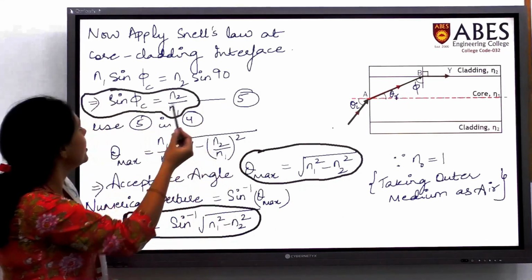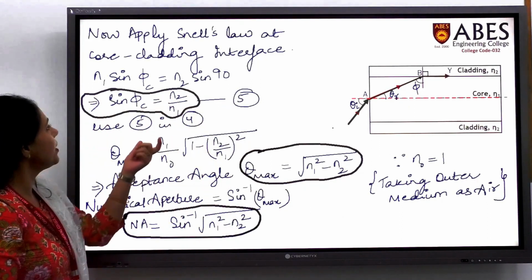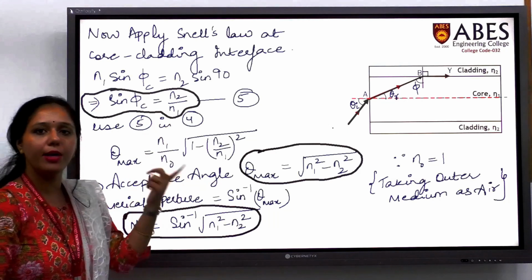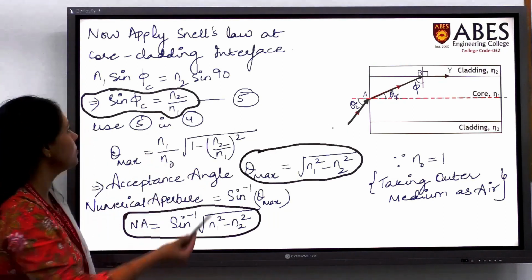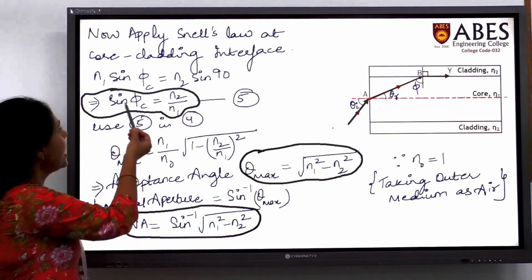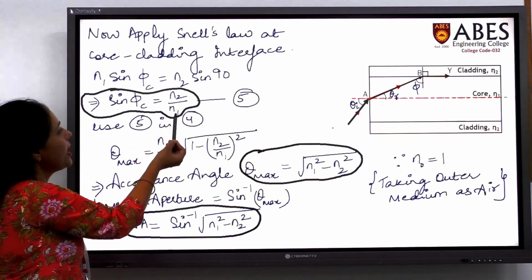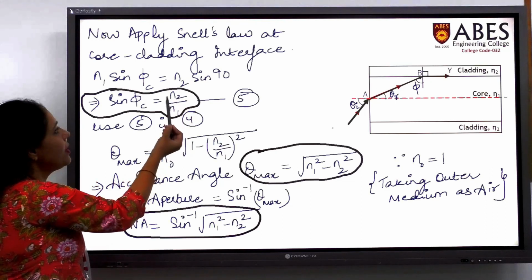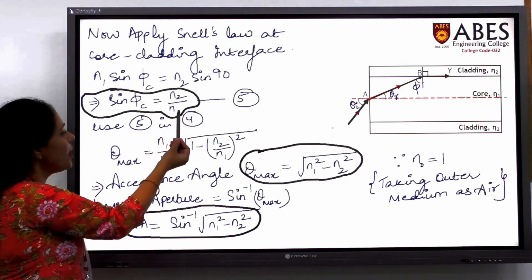So if we simplify this, we are going to get a very good equation. It is very important for competitive exams also. That is the formula for the critical angle, phi c. Sin phi c equals n2 by n1.